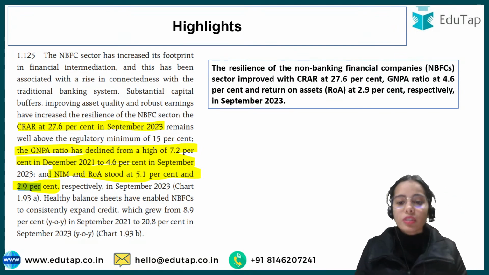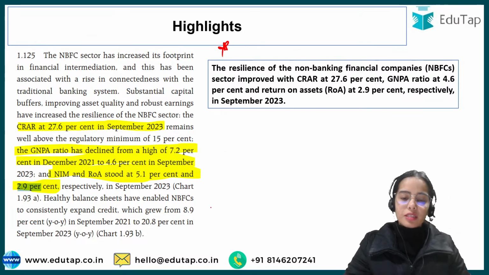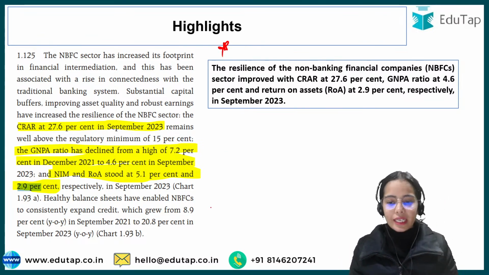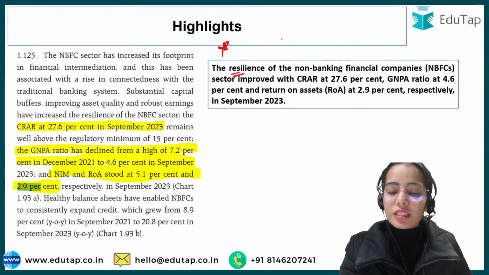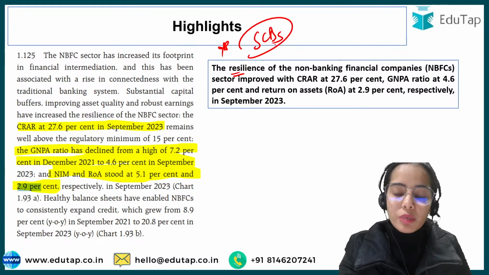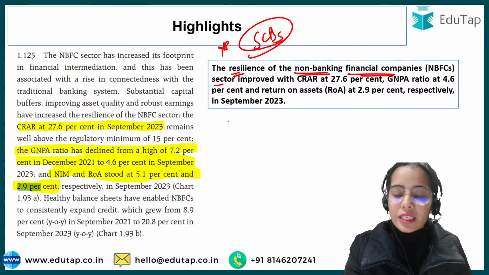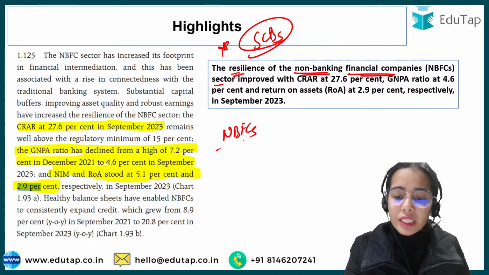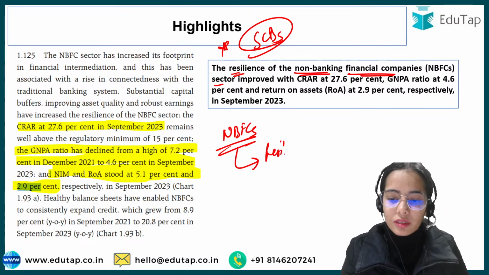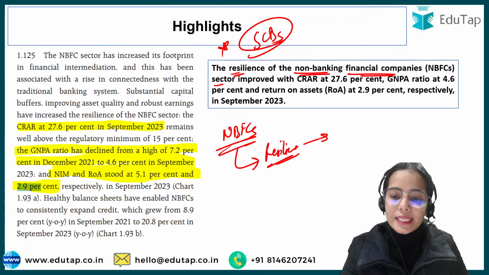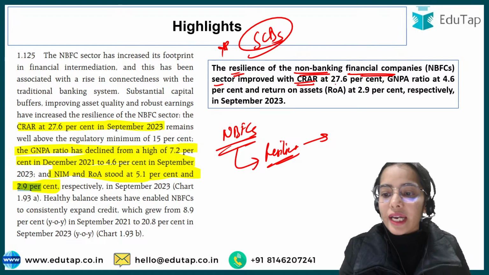Okay. So now this is the last point that you have to understand. This was all regarding the highlights that we have discussed. So the resilience, till now we have discussed about the scheduled commercial banks. So the resilience of the non-banking financial companies sector, the NBFCs, they are also becoming very resilient. So the resilience has improved with CRAR at 27.